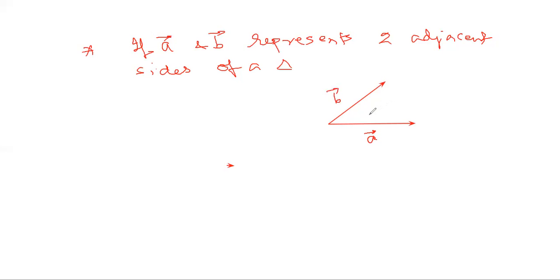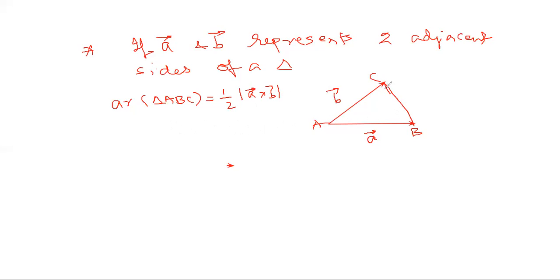So what will be the area? We can find the area of this triangle when you join it. Suppose this is A, B, and C. On joining, you will get the triangle. You can find the area of this triangle by the formula: area of triangle ABC is equal to 1 by 2 modulus of A cross B.